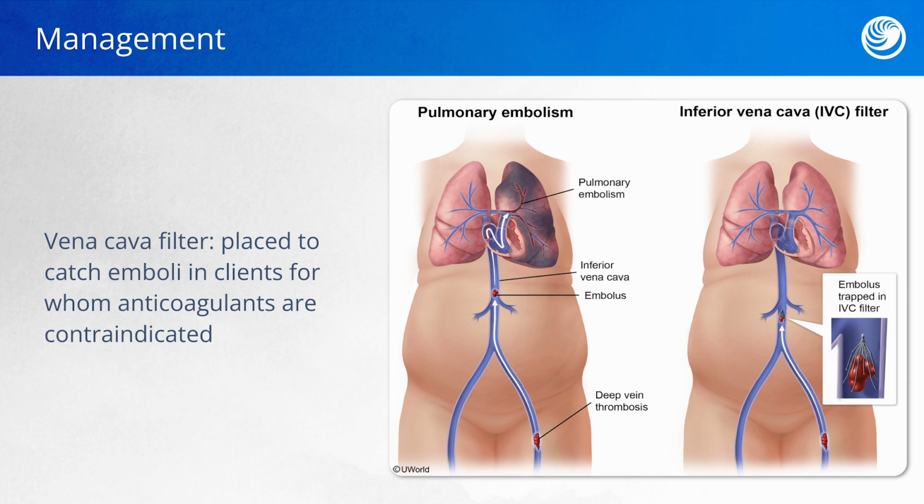As you can see in the image here, we have a deep vein thrombosis that travels through the periphery to the lungs, but it's trapped by the vena cava filter. If we can trap the clot, we can prevent it from getting to the lungs and causing all the issues we talked about earlier.